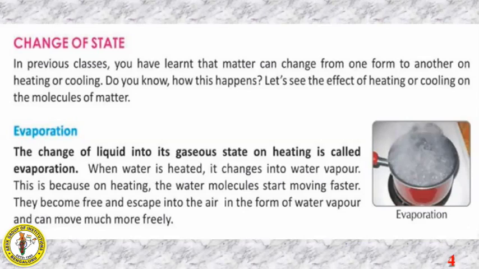When water is heated, it changes into water vapor. This is because on heating, the water molecules start moving faster. In water, there are molecules, right? When these molecules get heat energy, they start moving very fast. So they become free and escape into the air in the form of water vapor and can move much more freely. At first the force of attraction is weak and the molecular movement is slow. When you start heating, they gain heat energy and start moving faster, the force of attraction becomes very weak, and they start moving into the air.